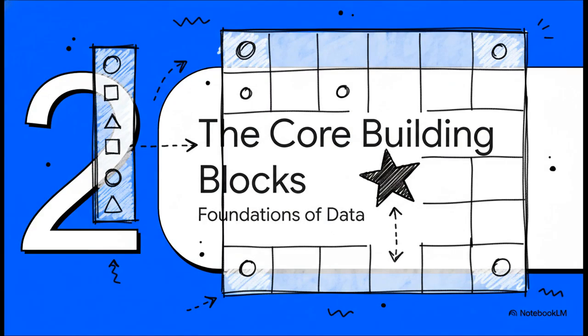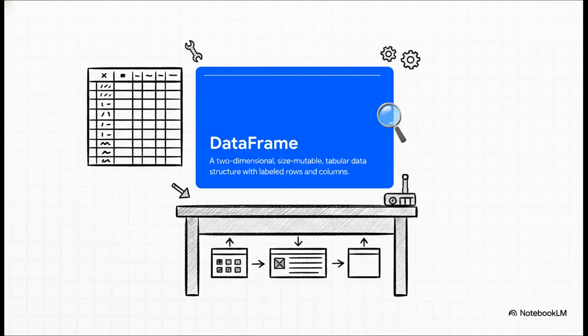Right, so every single project you start in this data workshop begins with two fundamental building blocks. You can think of these as your raw materials. The first one is a series, which is really just a single list or a single column of data. And then there's the second one, the true star of the show, the data frame. A data frame is basically your main workbench. It's like a really smart spreadsheet or a SQL table, but it's living right inside your Python code.